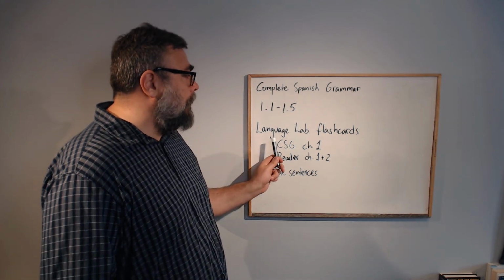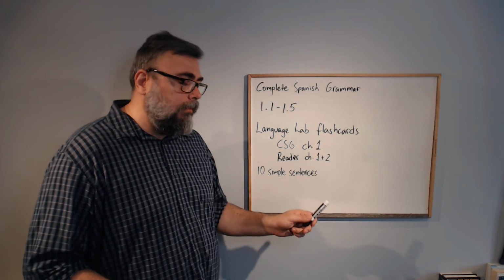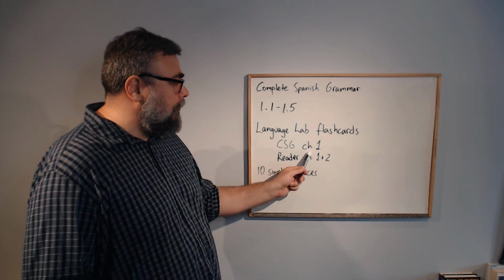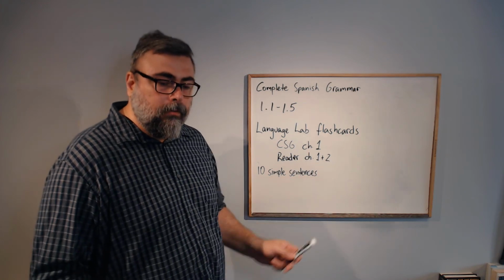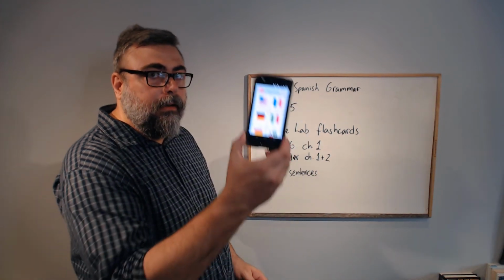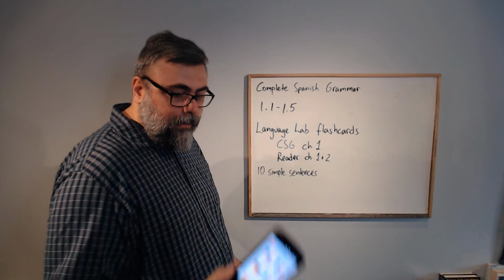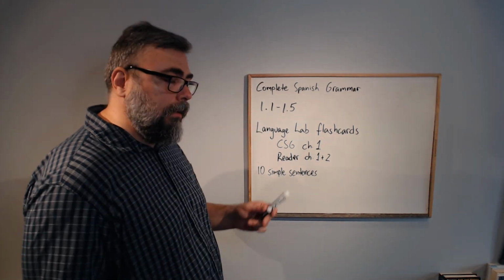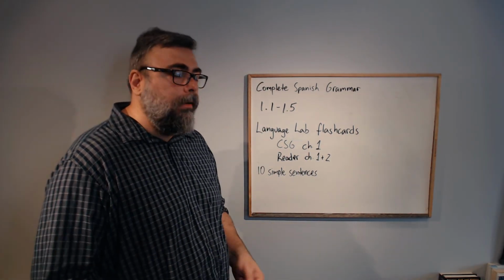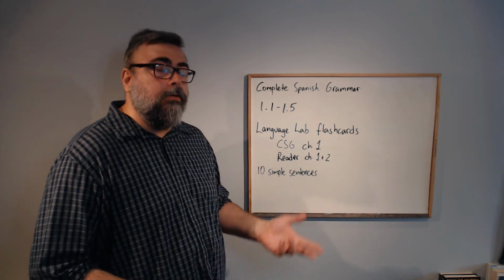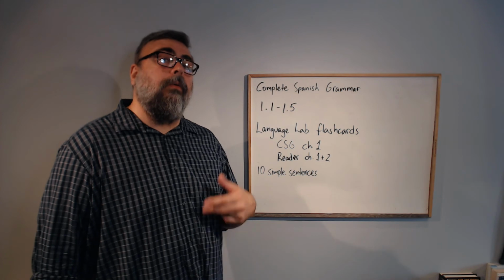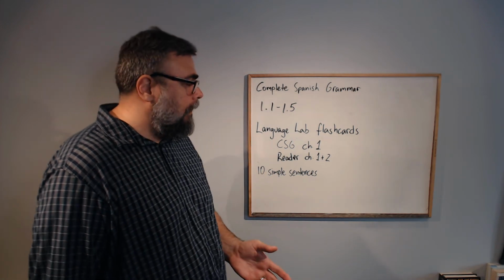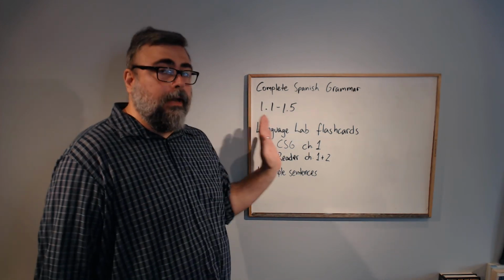I want you to spend time with the Language Lab flashcards for both Complete Spanish Grammar Chapter 1 and for the Easy Reader Chapters 1 and 2. The Language Lab is that thing I told you to download. It's also available on the web, McGraw-Hill Language Lab. You can find flashcards to work on that vocabulary. I want you to use the flashcards so that we're all working on the same vocabulary, okay? I don't expect you to have all of them memorized.